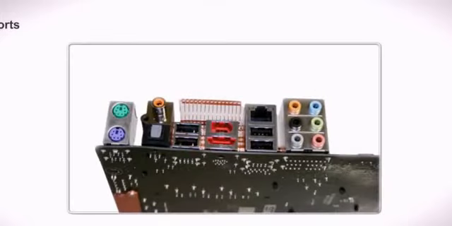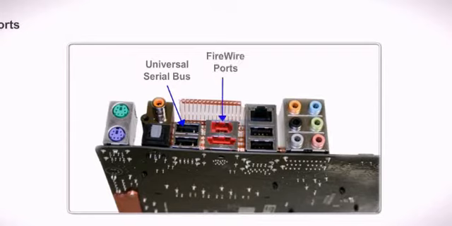USB and Firewire ports. Universal Serial Bus ports, or USB, are faster than serial and parallel ports, and a single port can be used to connect several devices to the system unit. Firewire ports are fast ports and are used to connect specialized Firewire devices such as camcorders.